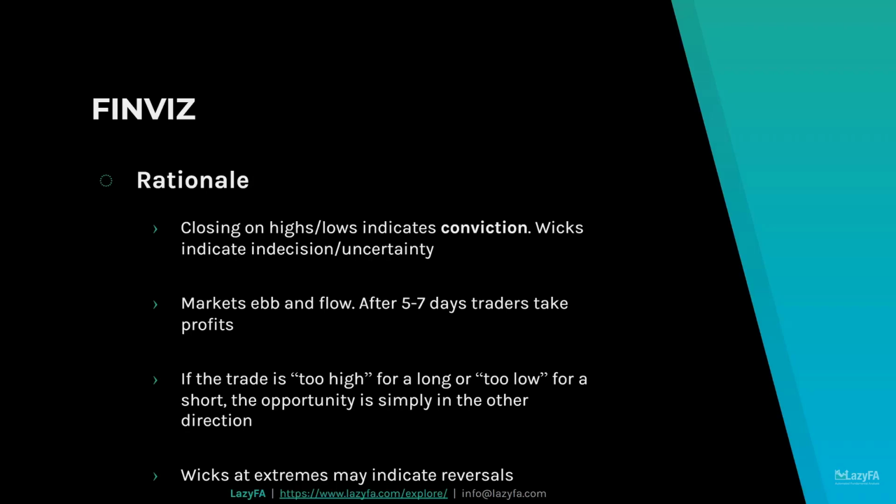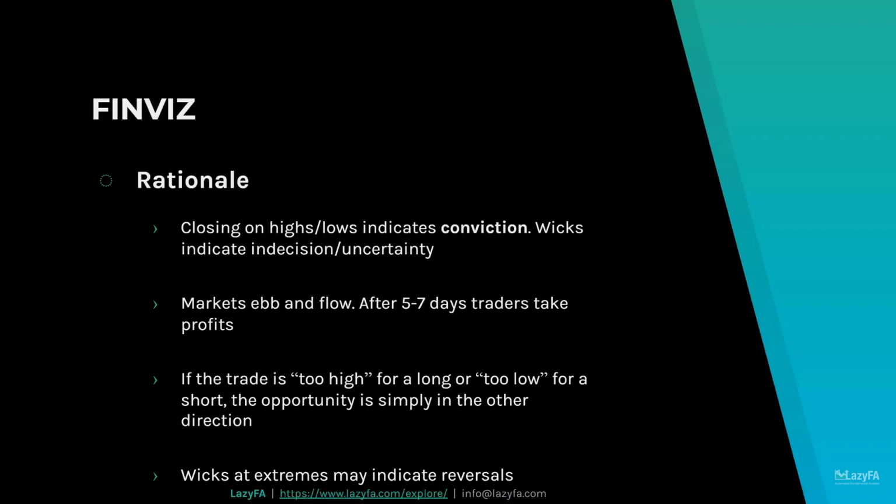Or maybe the body of the candlestick is in the middle of the candlestick and there's a wick on the top and the bottom, which is even more uncertain as to what the real conviction of the move is. So my rationale behind looking for trades that closed on highs or lows is that it indicates conviction and gives me more of an edge in determining whether I think the trade is going to continue higher, or continue lower if it's closing on its lows.